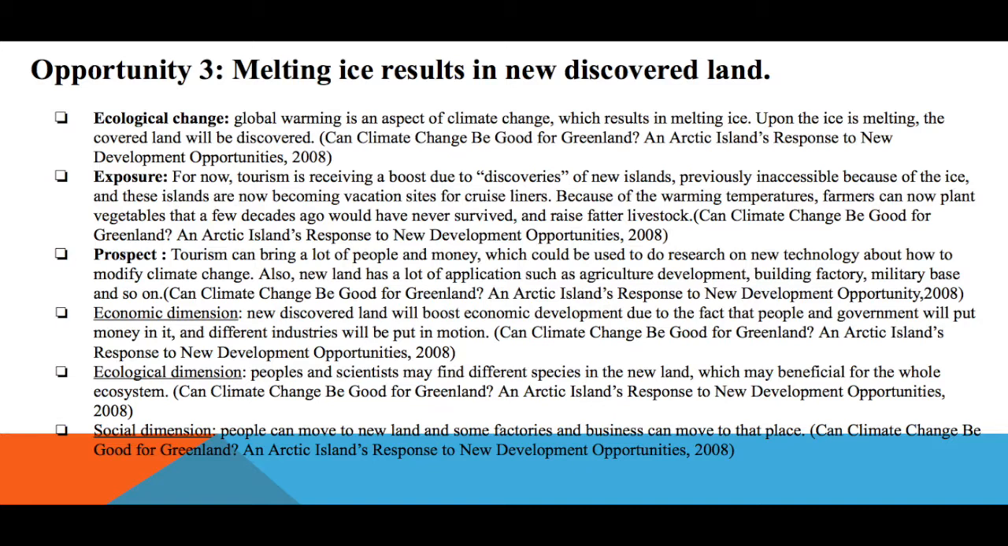fatter livestock. For the prospect, tourism can bring a lot of people and money, which could be used to do research on new technology about how to modify climate change. Also, new land has lots of applications such as agriculture development, building factories, military bases, and so on.